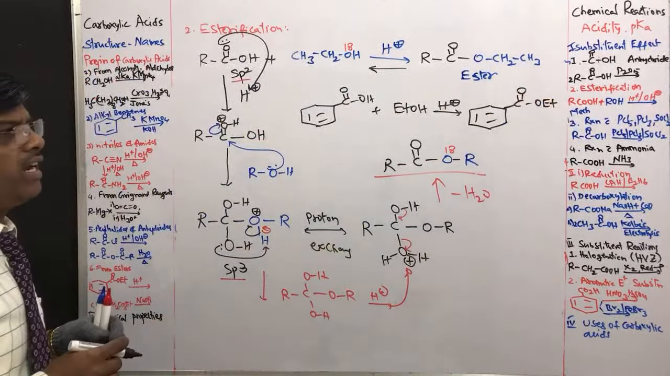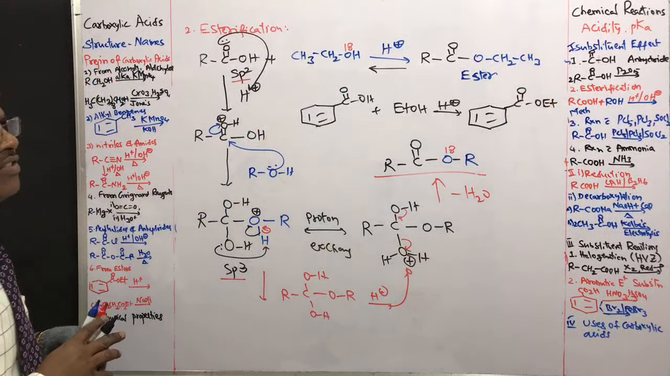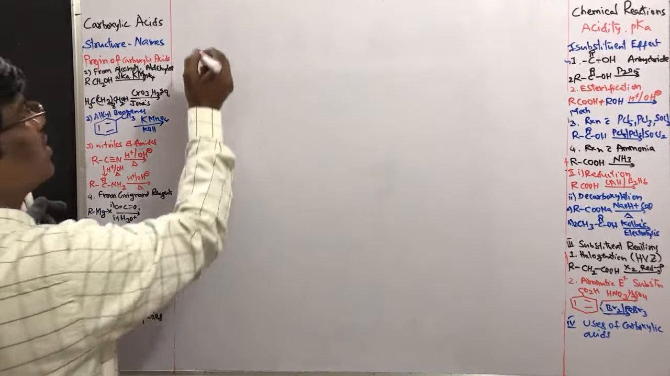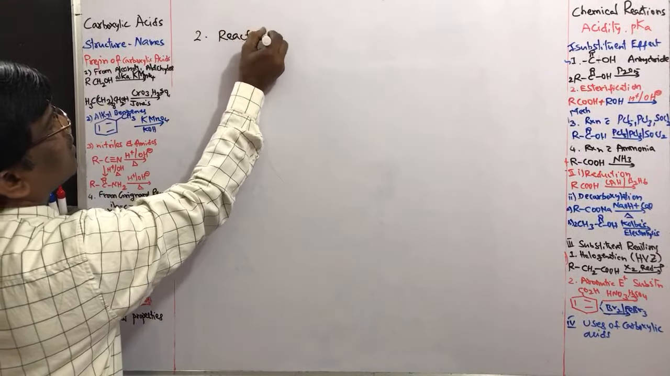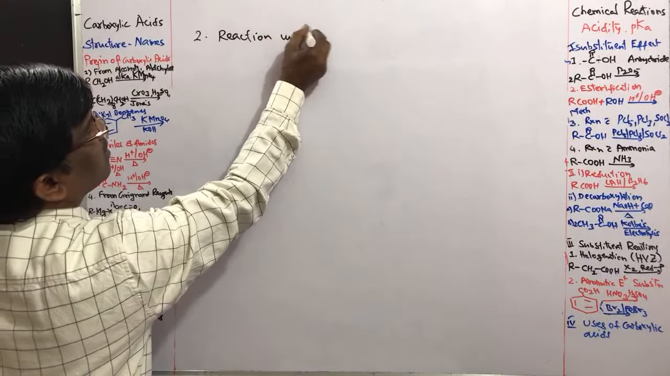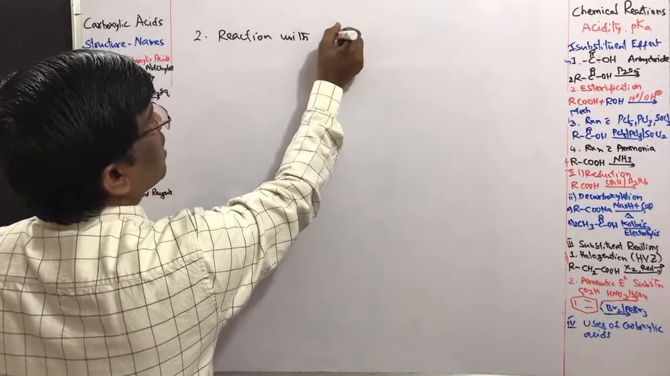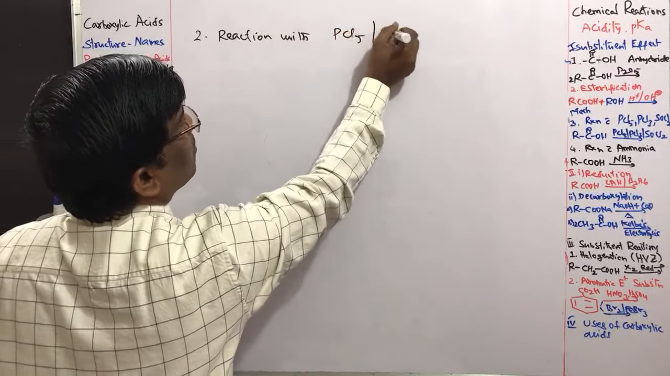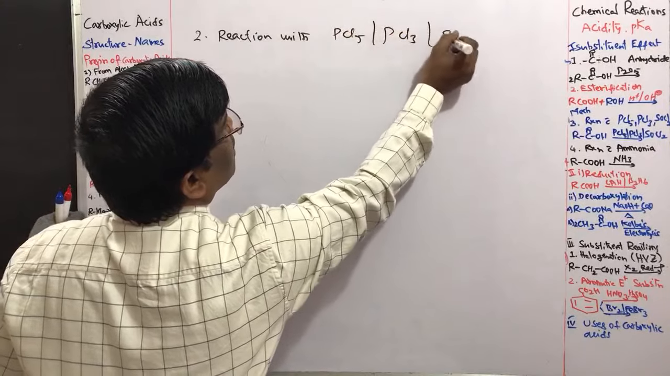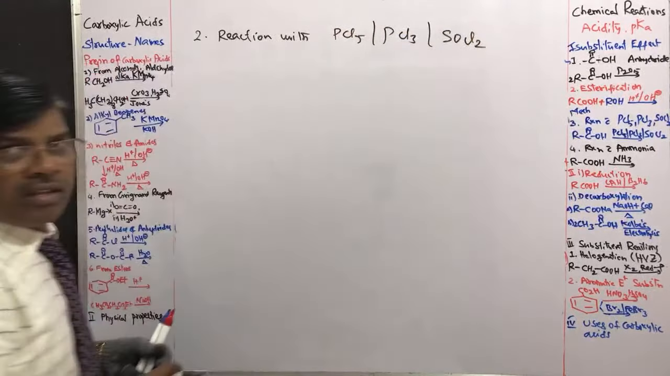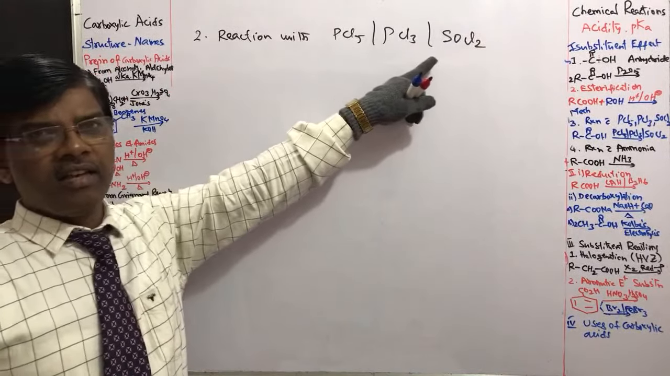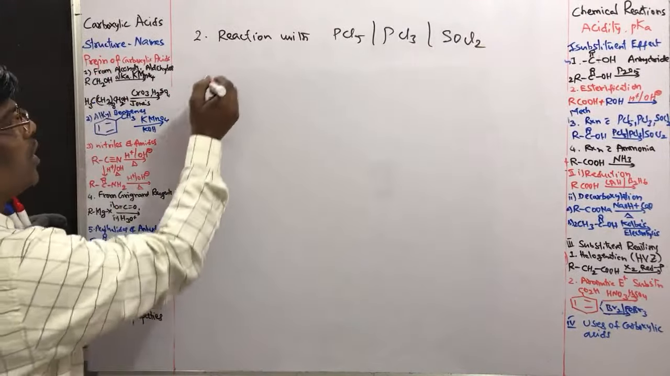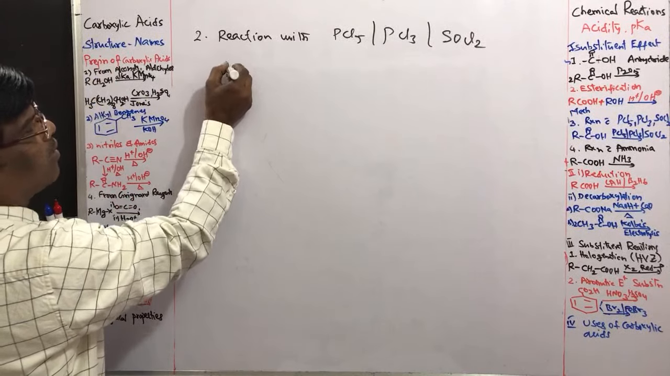Like this, you are going to get esters. Right, students? Next, reaction with phosphorus pentachloride or phosphorus trichloride or thionyl chloride. During the alcohols part, we came across this type of reaction where the OH group is substituted with halogen.